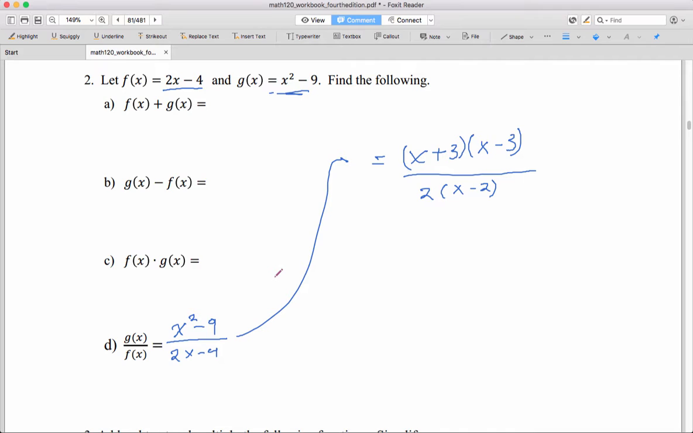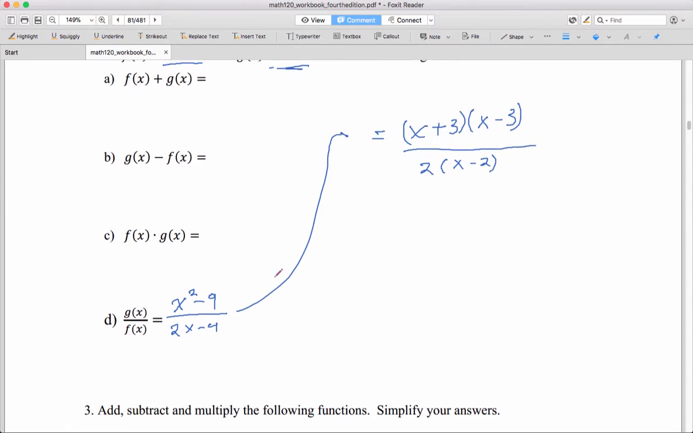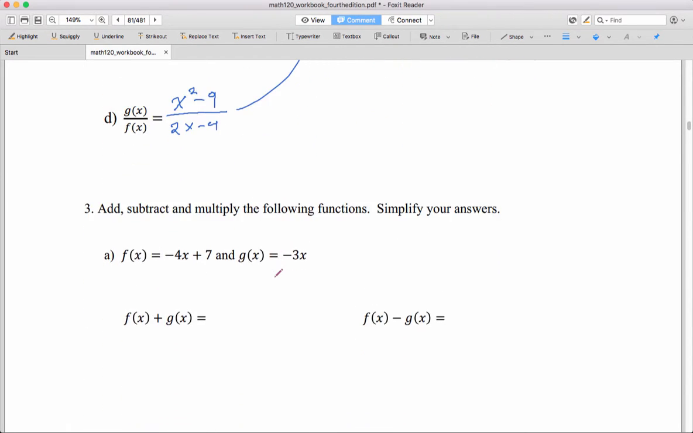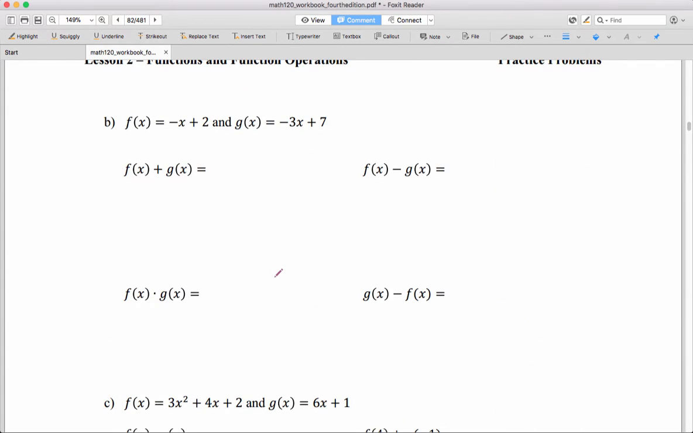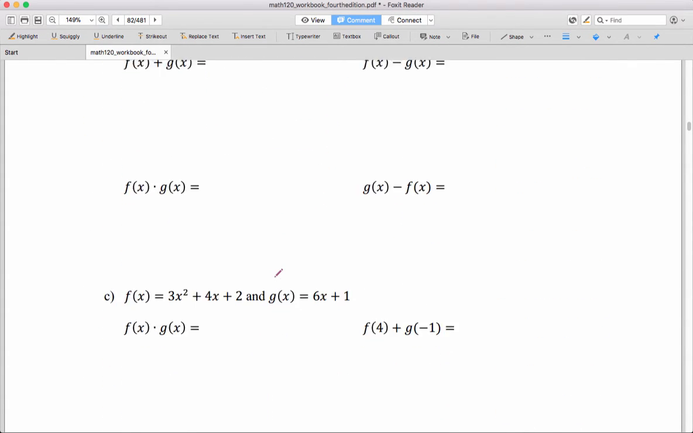Okay? All right, if you don't remember how to factor and you just got x squared minus 9 over 2x minus 4, all good. We're going to review factoring in a later chapter. Okay? All right, let's go down and take a look at number 4. Let's see, there we go.